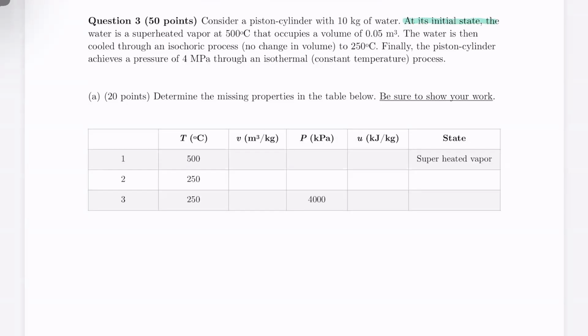So we have a state 1 statement, which is this. And then we have state 2, which is given to us here. And then finally, we have a state 3.